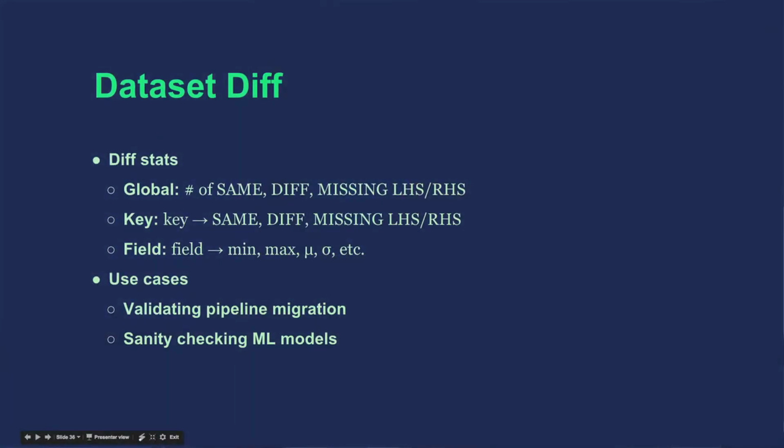You get statistics, obviously, the number of records or pairs that are the same, different, missing left or right hand side. We use that to validate pipeline migration. Imagine if you have a Python MapReduce streaming job and you want to rewrite it in Scio, and then you want to validate that it works exactly the same way. Obviously, people don't write tests when they write jobs in Python. Then we have to figure out, is this doing something sane, and just diff the result of the two pipelines.